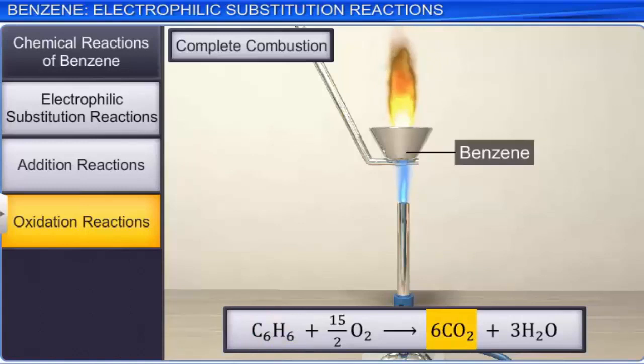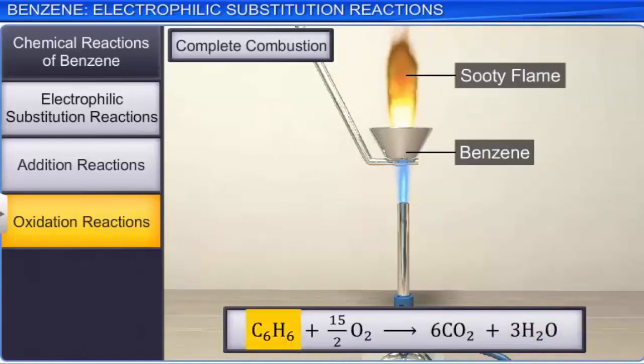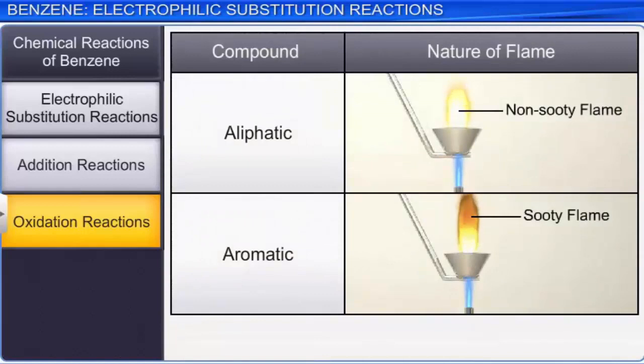The presence of higher carbon content than hydrogen content in benzene produces the sooty flame. Moreover, this sooty flame test is used as an identification test to distinguish aromatic from aliphatic compounds.